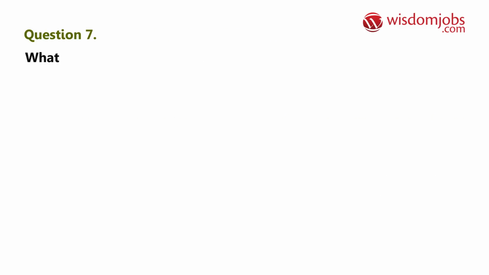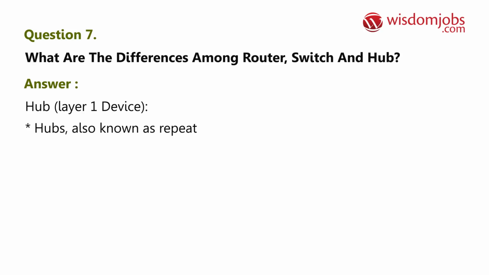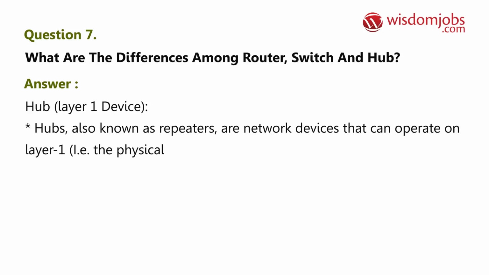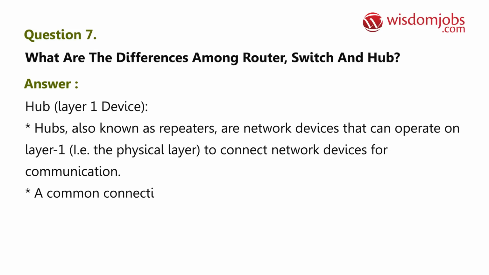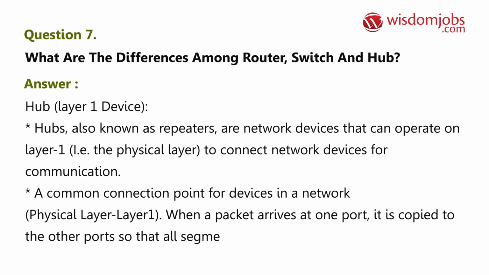Question 7. What are the differences among router, switch and hub? Answer. Hub, layer 1 device. Hubs, also known as repeaters, are network devices that operate on layer 1, i.e. the physical layer, to connect network devices for communication, or a common connection point for devices in a network. When a packet arrives at one port, it is copied to the other ports so that all segments of the LAN can see all packets.